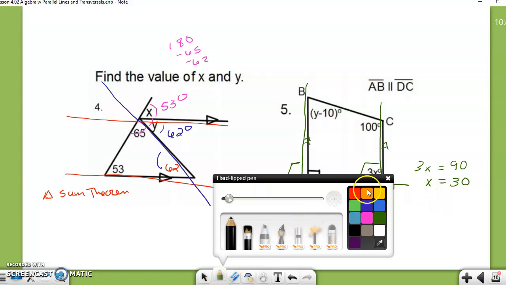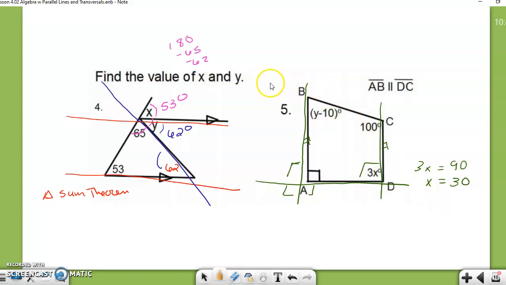Then I'm going to go look at the other one up here where I have to solve for y. This is my transversal here. These are same side interiors, so I know that my y minus 10 plus 100 equals my 180. So y plus 90 equals 180. Y equals 90. When you think about it, that's going to make this 80 degrees.